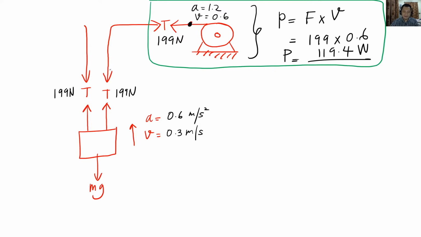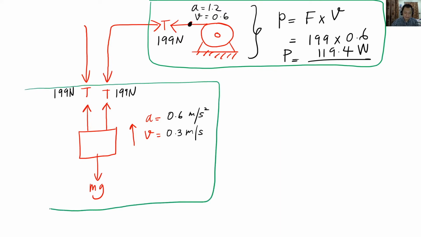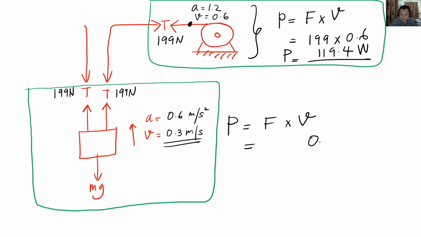So this power is being transmitted to the bottom lah. What is the power at the bottom? Let's calculate. Power is equal to force times velocity. You might think, oh, this one is running slower, 0.3, which is slower. But you have two tensions.